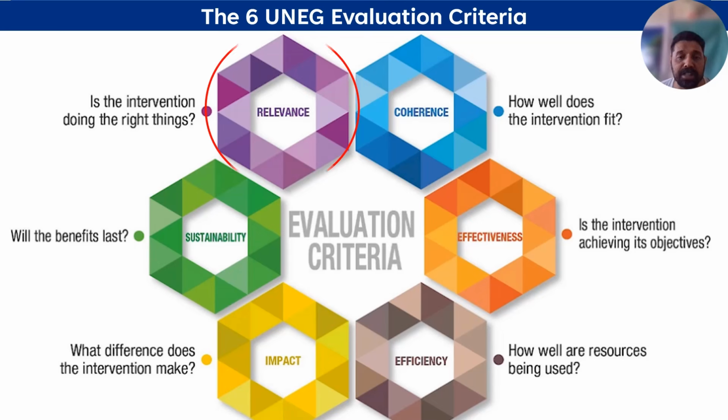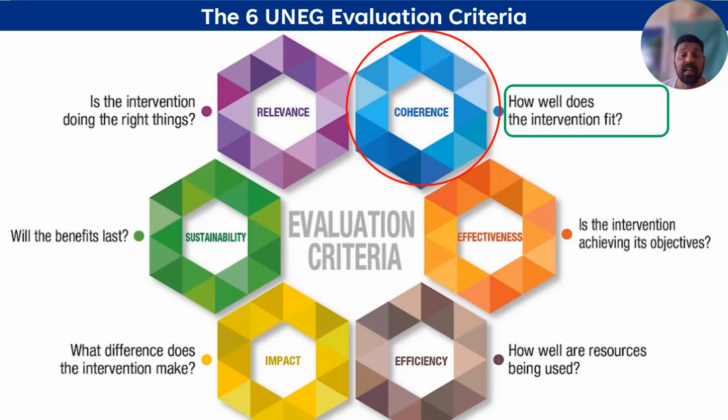Here you can see the first one, we have relevance. These are the six United Nations Evaluation Group evaluation criteria. The first one is relevance. Is the intervention doing the right thing? When you are conducting evaluation, in relevance, what is your main question? Then you can add a lot of sub-questions that we will discuss in the next slide. But the key question for relevance is: is the intervention doing the right thing, and is it relevant to the people and to the stakeholders? The next one is coherence. How well does the intervention fit? We will discuss in detail in the next slides each of these criteria.